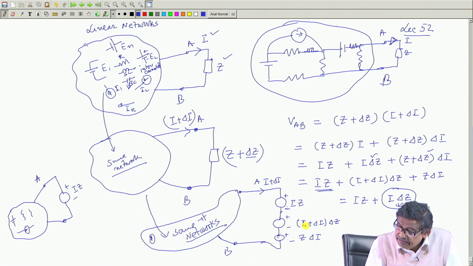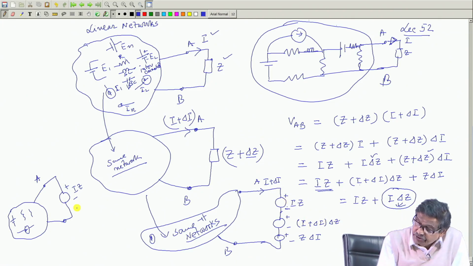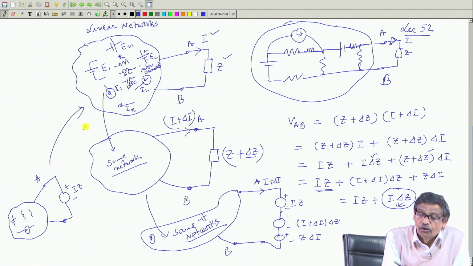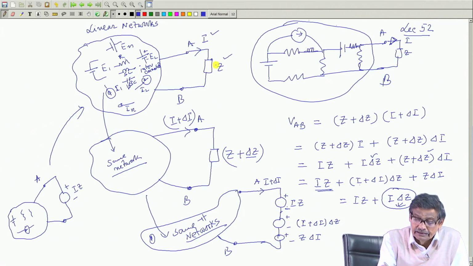Then I will consider that only this source is present, other sources replaced by short circuit, and all the internal sources of the network shorted, and this Iz present. What will be the current here? This circuit is the original circuit, all internal sources present, Iz is present. So, this current is I, it is already known.